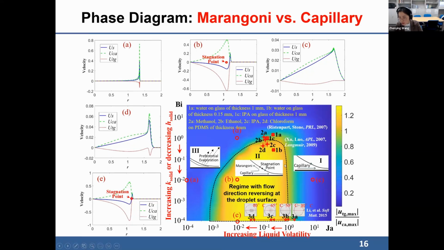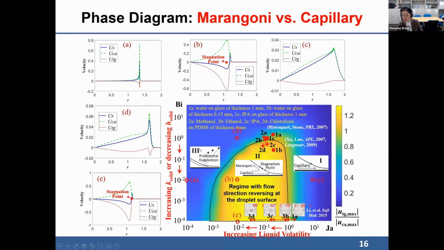In specific regions, such as in this region, when the substrate conductivity is high and the liquid volatility is moderately high, the temperature gradient on the droplet surface is the highest, and the thermal Marangoni effect is strong enough to reverse the flow direction. In other cases, for example in this case, it is close to the isothermal case. Because the droplet volatility is very low, the evaporation cooling effect can be neglected, so it is capillary dominated.